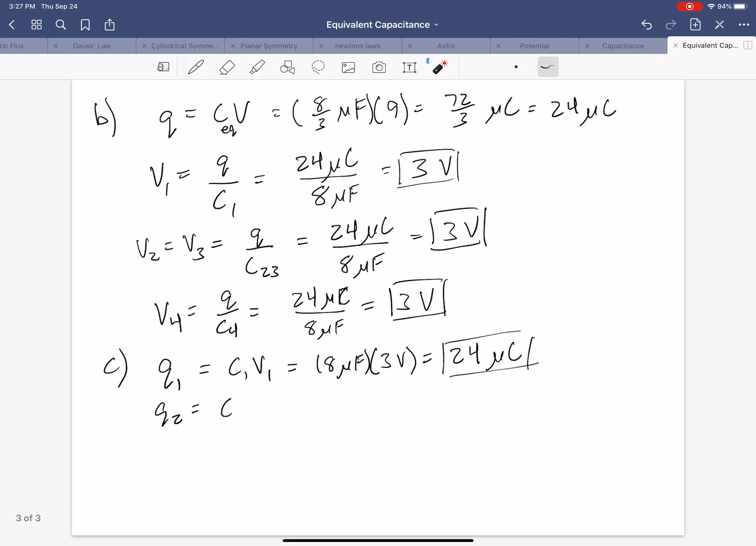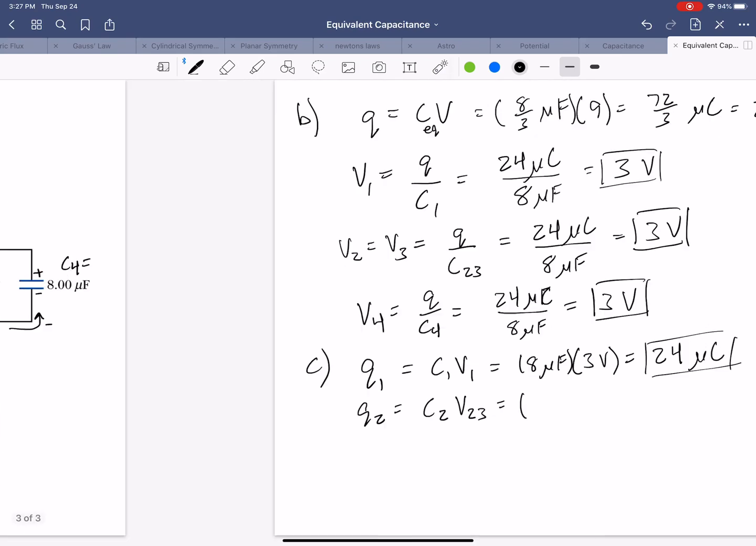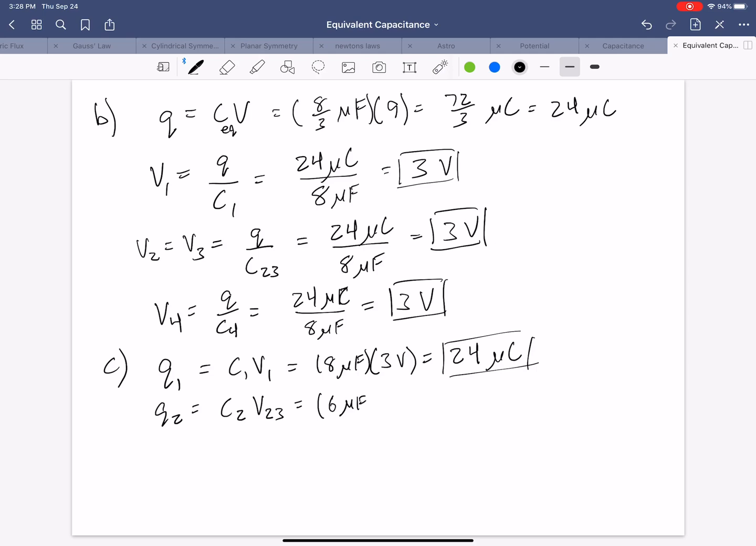So let's see here. The capacitance for the second one, times the voltage across the second one. And that's the same for 2, 3. So we have, what did I call 2? 2 was the 6 microfarads times the voltage 2, 3, which we found to be 3. And so this gives us 18 microcoulombs on capacitor 2.